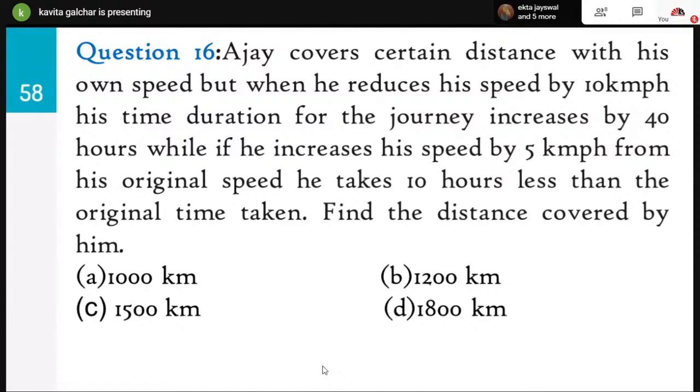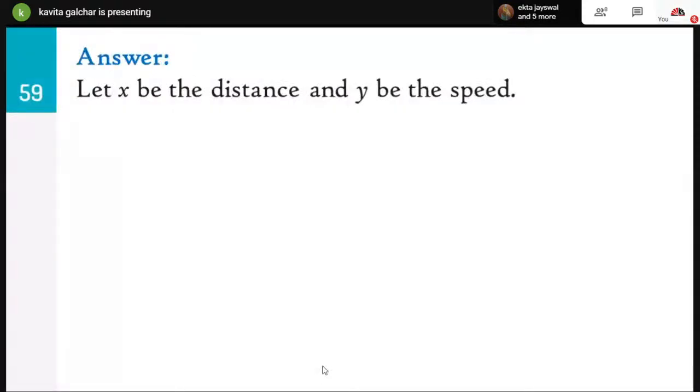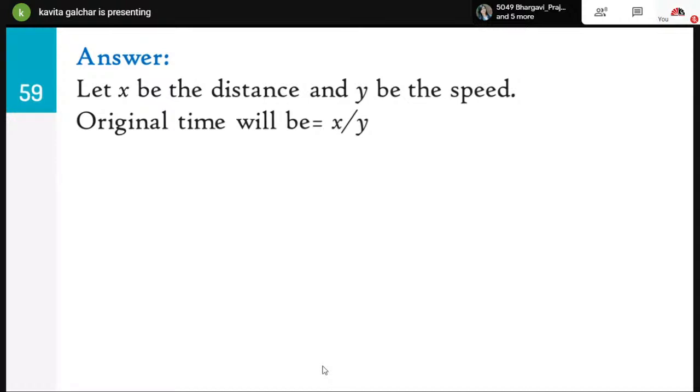See, I don't know the distance, and I don't know the speed. But I am assuming here x is the distance and y is the speed. So the time will be x by y; the original time is x by y. When he moves 10 km per hour slower, we get this expression: x upon y minus 10 minus x by y equals 40.